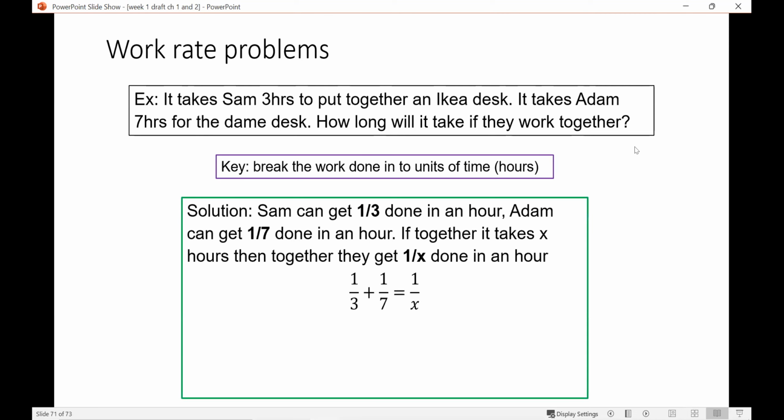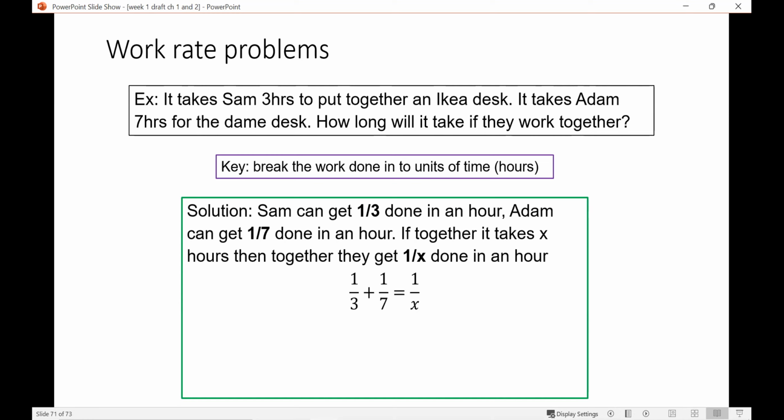So in the first hour, Sam's going to get 1/3 of the desk completed, right? Because he can do the whole desk in 3 hours, so he's getting 1/3 of the desk done in the first hour. Now in the same hour, they're working together, Adam's going to get 1/7 of the desk completed because it takes him 7 hours to do the desk. So together in the first hour, Sam's going to get 1/3 of the desk done. Adam's going to get 1/7 of the desk done. So if we add those two fractions together, it will give us the fraction of the desk completed in the first hour.